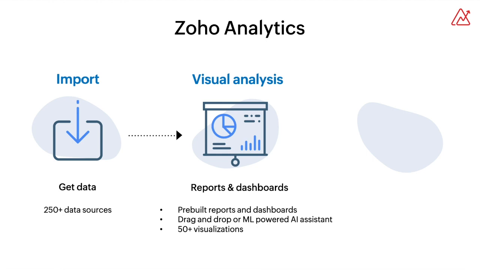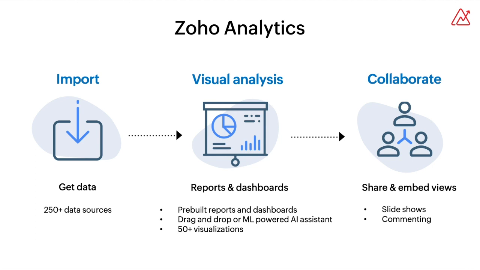You have a set of pre-built reports and dashboards that are a part of the integration with select business applications, or you can build your own reports and dashboards using the simple drag and drop interface, or the ML powered AI assistant Ask Zia can help you get the relevant insights. Well, Zoho Analytics offers more than 50 ways of visually analyzing your data in the form of geomaps, area maps, bubble charts, bar charts, histograms, and a lot more. Doesn't end there.